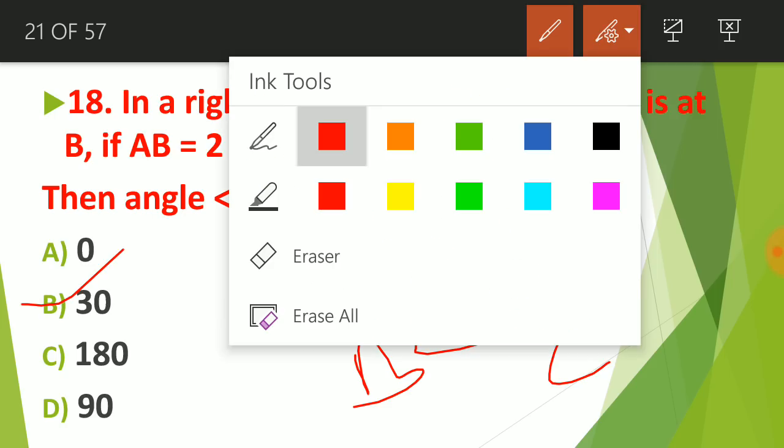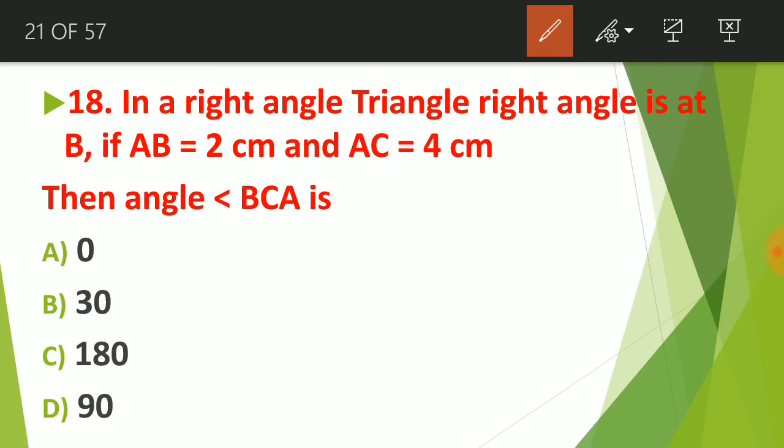Another way to solve this question is: 0 degrees is not possible. 180 degrees is also not possible. If already one angle is 90 degrees, then another angle cannot be 90 degrees. If that other angle is 90 degrees, then the next angle will be 0 degrees, which is not possible. By looking at the option choices also, we can predict our value.